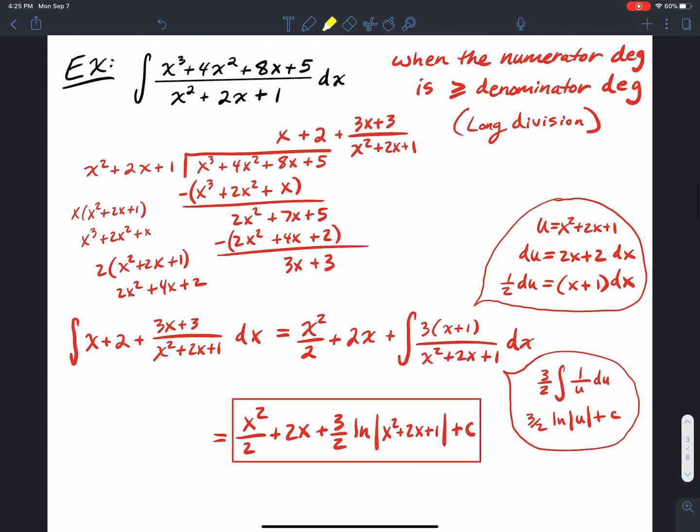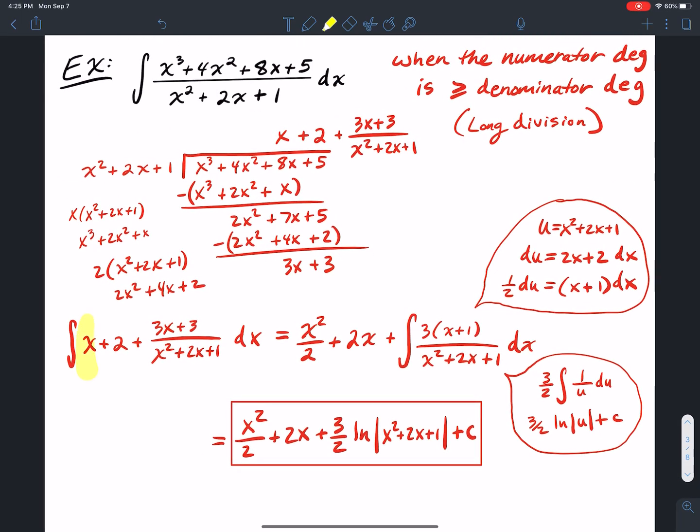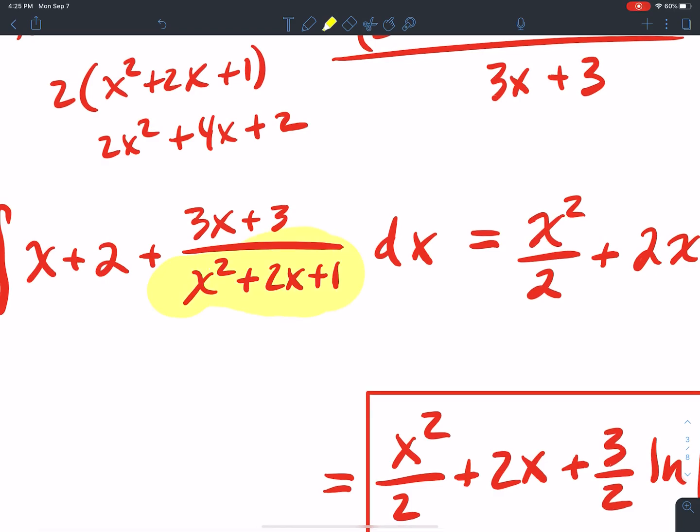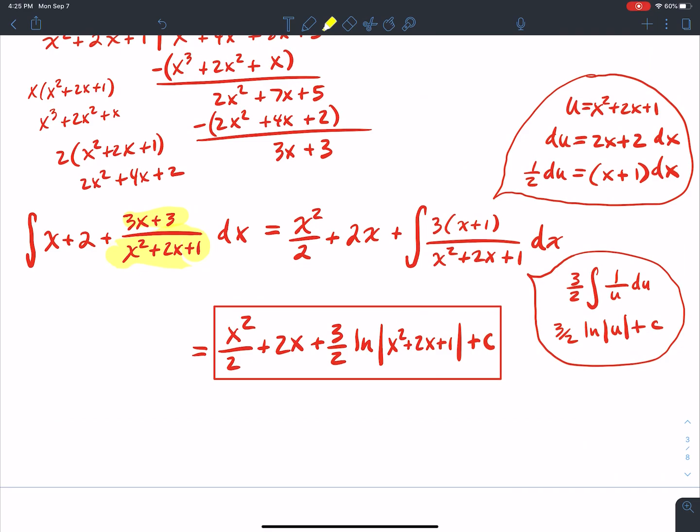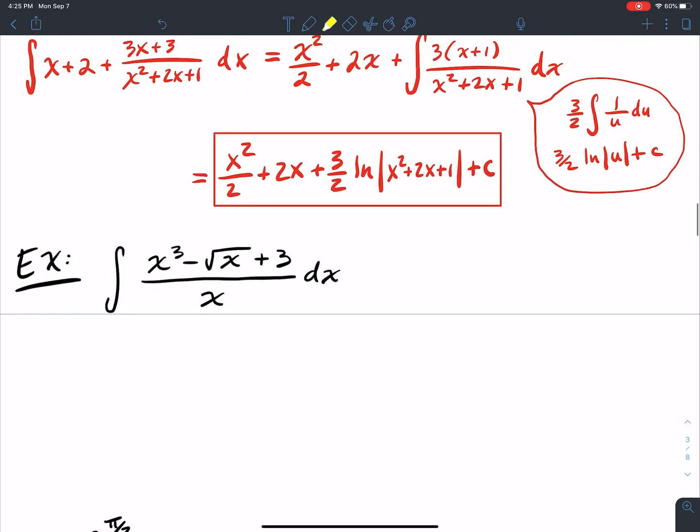So this complicated thing right here broke down into 3 separate integrals. The first 2 integrals were pretty simple to do. This last one here required a U-substitution. Anytime I see a u and then its derivative up top right there, I should automatically be thinking my answer is going to be in the form of ln absolute value u. Okay, that's just how that goes.